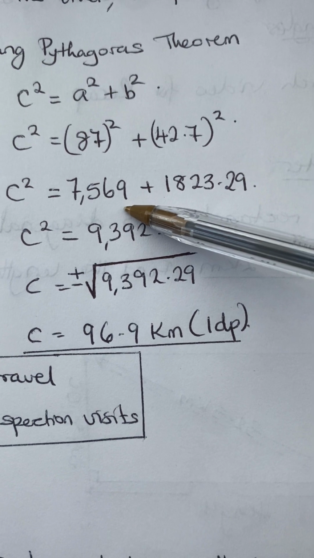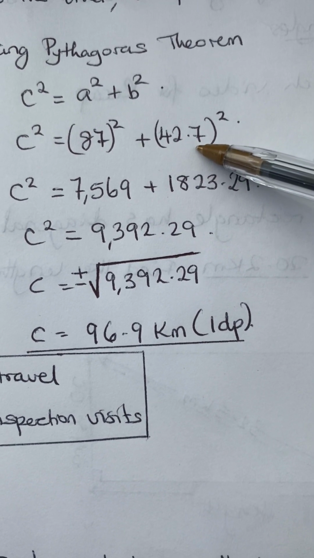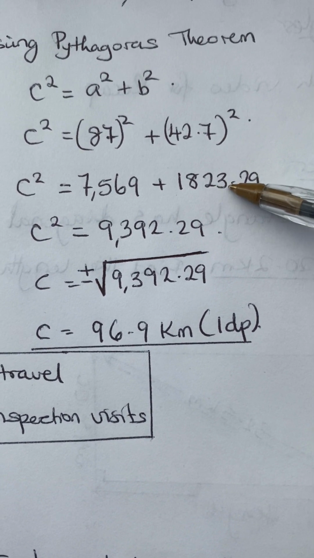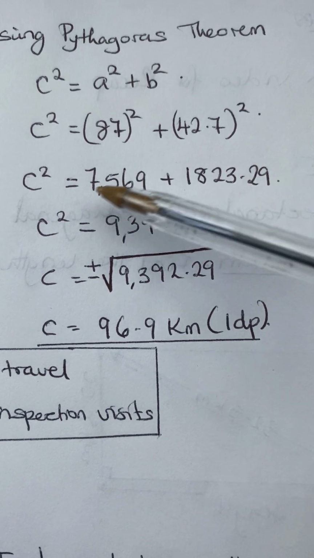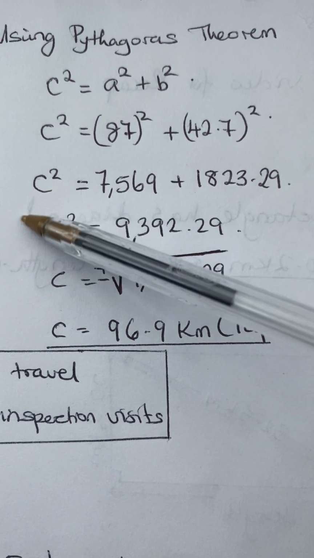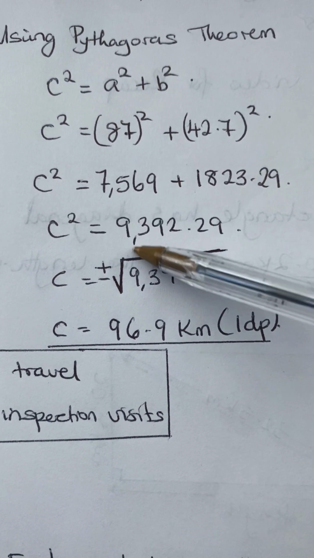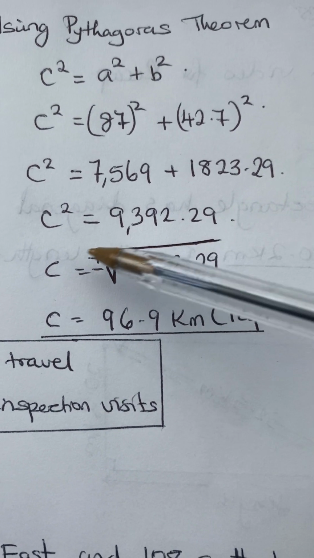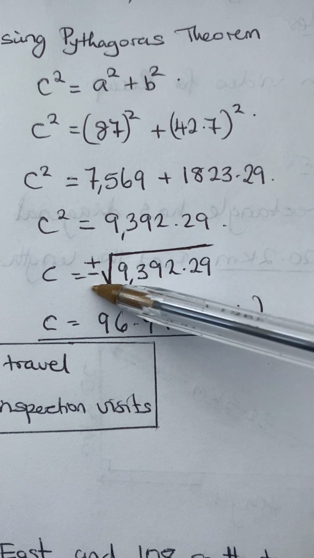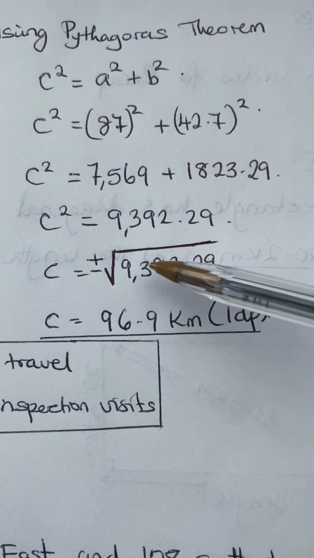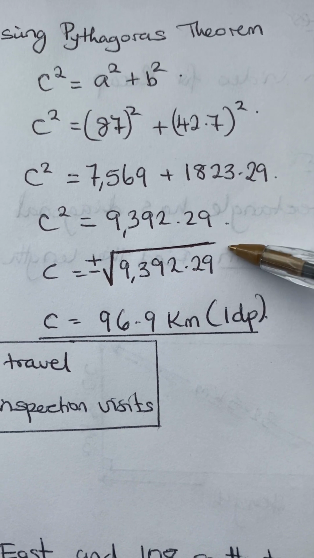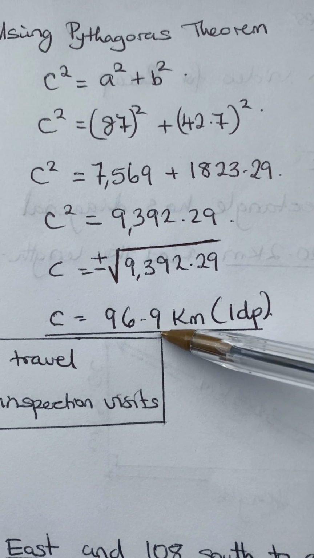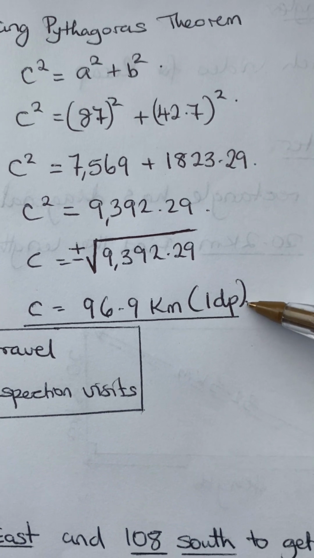Now, if I do 87 all squared correctly on the calculator, I have 7569, and then 42.7 all squared will give me 1823.29. So if I add them correctly, I'm going to get c squared will be equal to 9392.29. So c will be equal to plus or minus the square root of 9392.29. Now c will be equal to 96.9 kilometers to 1 decimal place.